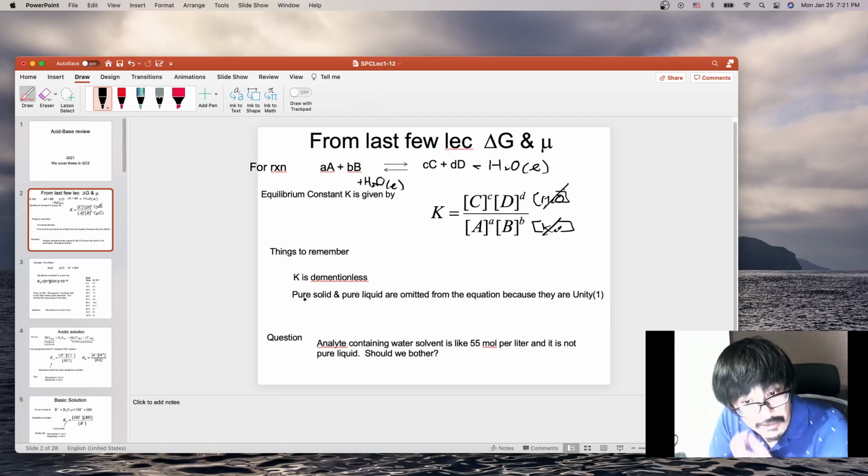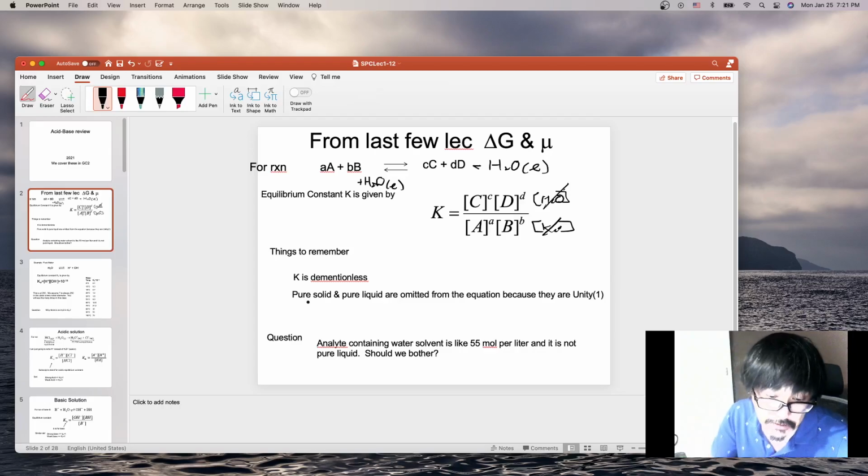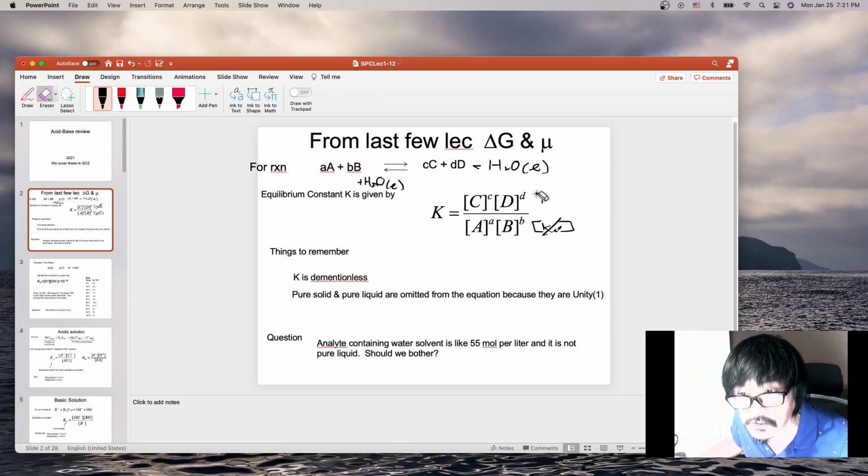And going back to the pure solid, for example, if you have a platinum solid sitting at the bottom of the reaction container, reaction beakers, I guess, that platinum is not going to go anywhere, right? It's just sitting at the bottom of the beaker. So all of those things are going to be cancelled, just like the H2O. So that's part of the reason we don't really care about the pure solid or the pure liquid. Alright.